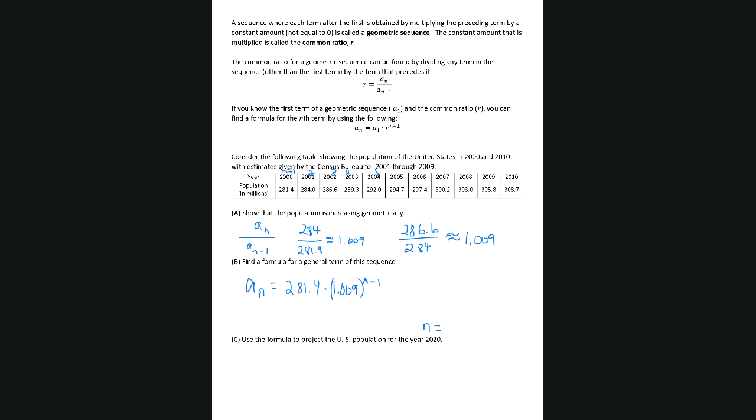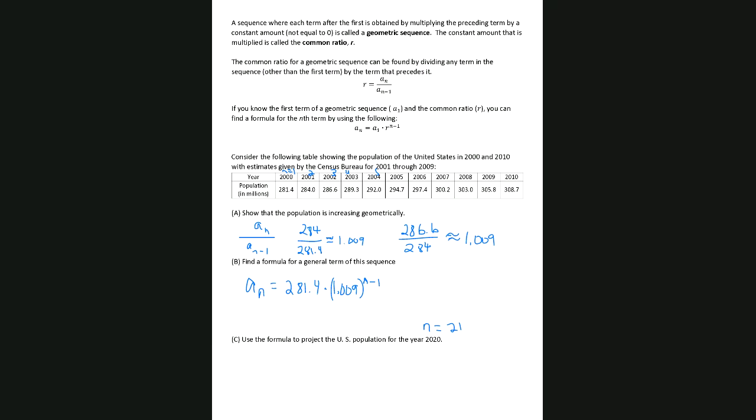So 2020 is going to be n equals 21, right? Because we start with 2000 as our first. So in order to get to what n is, you take the last 2 digits of the year and just add 1 onto that. So 2010 is actually n equals 11. So 5, 6, 7, 8, 9, 10, 11. So 2020 will be n equals 21. So all I have to do to find the population for the year 2020 is put n equals 21 into this formula.